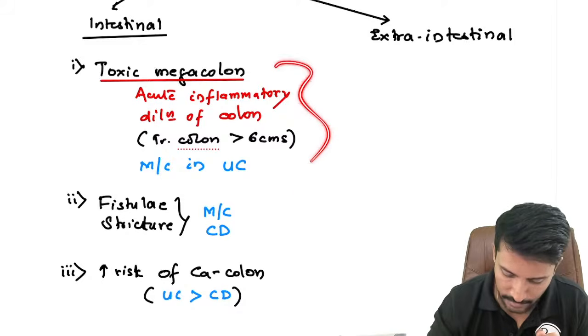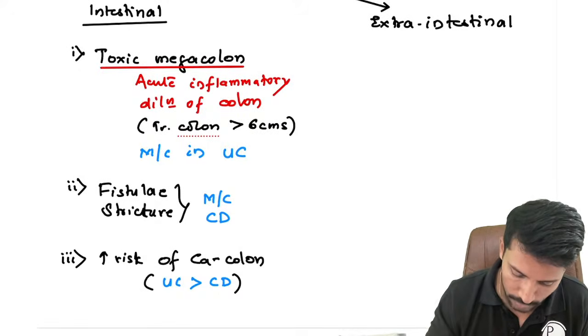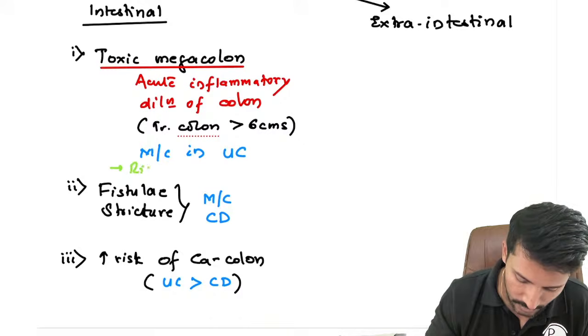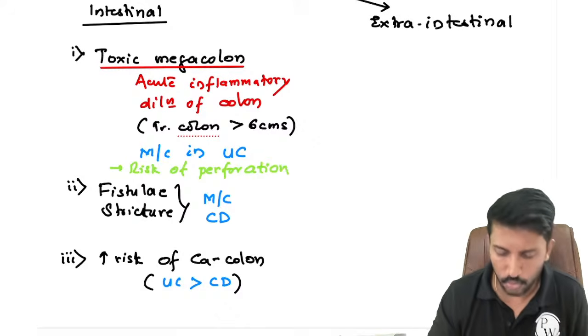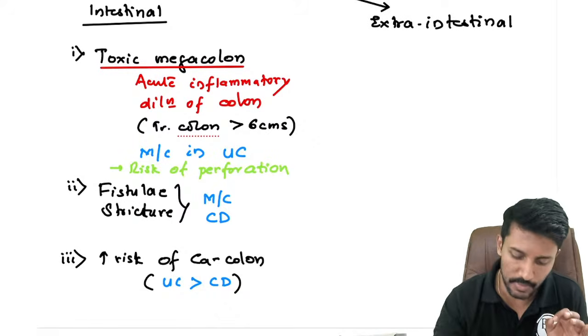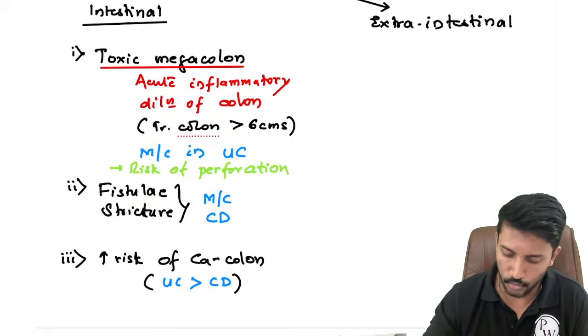Rajendra, very good. You can also mention one more point here for the toxic megacolon. There is a risk of perforation because there is such an acute dilatation, the bowel will not be able to hold on. So this can be considered a life-threatening complication of ulcerative colitis.